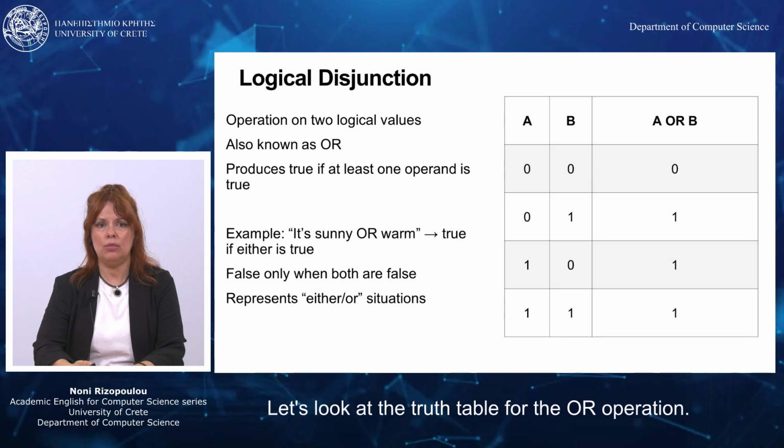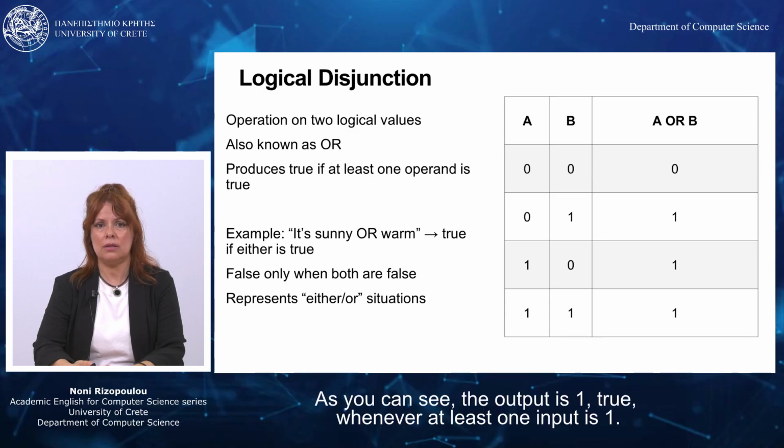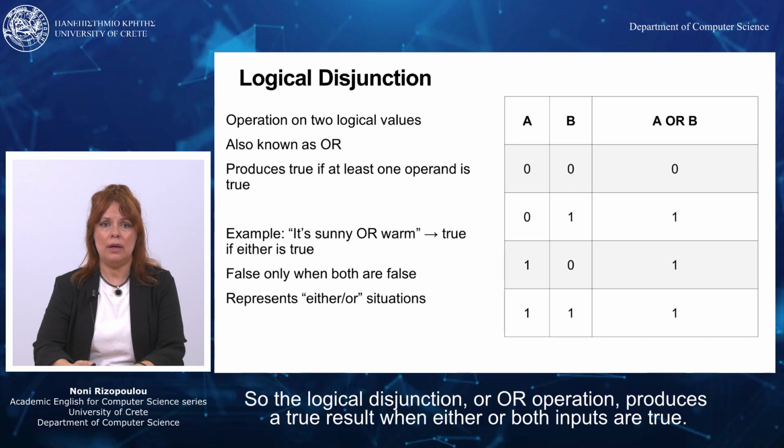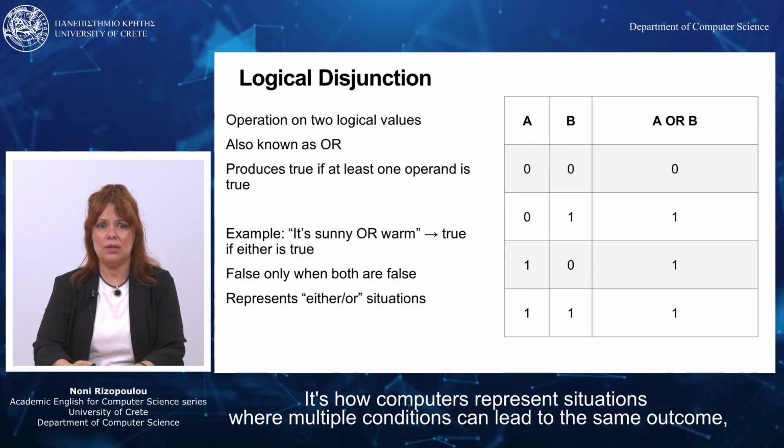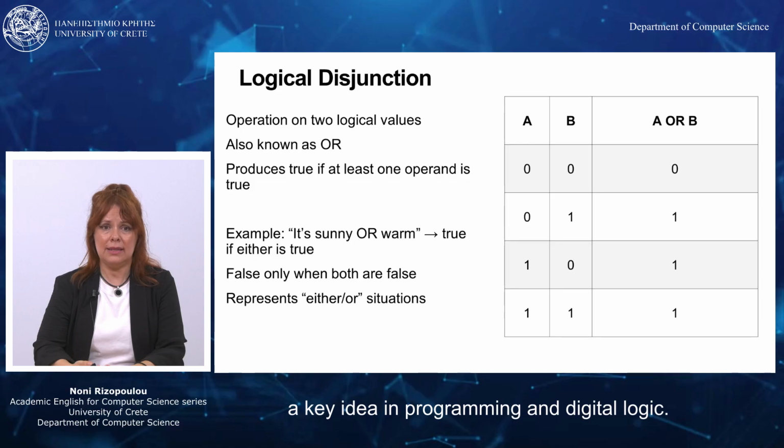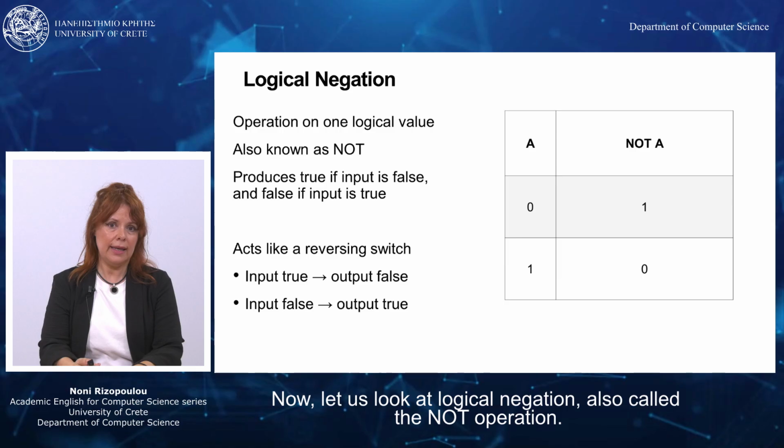Let's look at the truth table for the OR operation. As you can see, the output is 1, true, whenever at least one input is 1. So the logical disjunction or OR operation produces a true result when either or both inputs are true. It's how computers represent situations where multiple conditions can lead to the same outcome, a key idea in programming and digital logic. Now let us look at logical negation, also called the NOT operation.